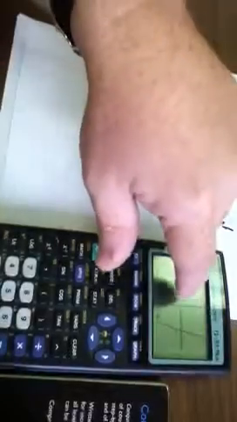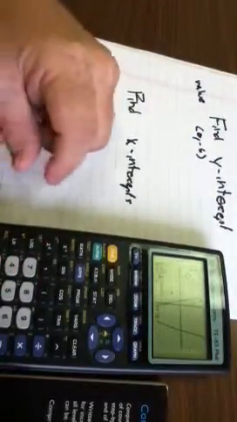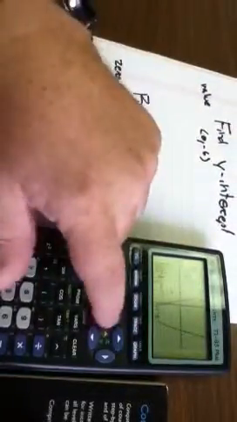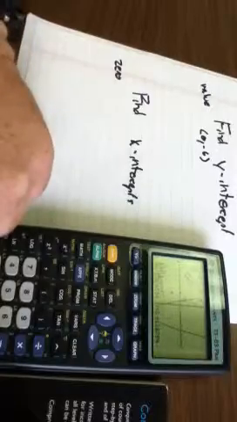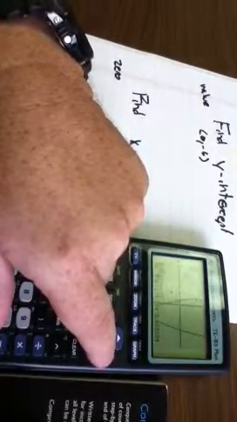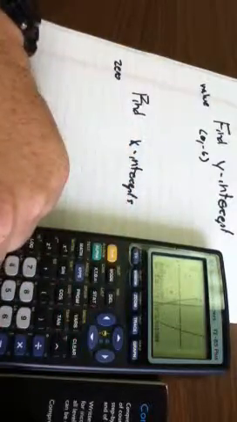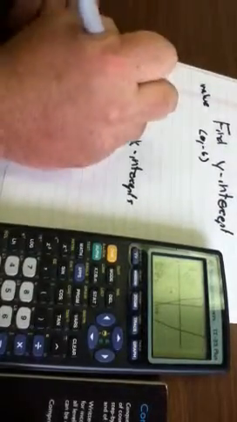So for the first x-intercept, we're going to hit second calc, 2 for 0. We're going to move to the left-hand side of the first x-intercept. Make sure you're not on it. Make sure you're to the left. Hit enter. Move to the right hand side. Just have to be a little bit below it. Hit enter. Hit enter on guess. And it gives me one intercept being negative 1, 0.